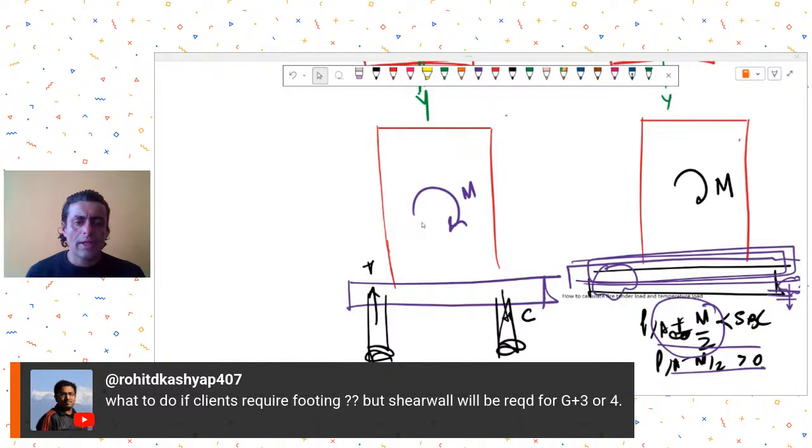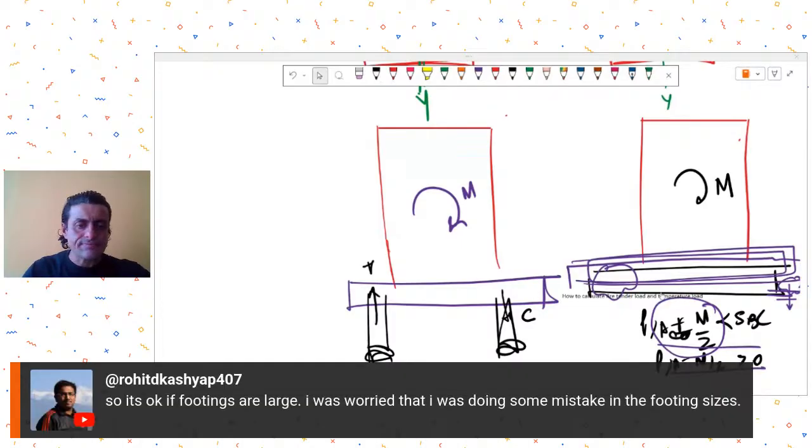So clients don't require footings or pile caps. Clients require their structure. All right. And because you are in seismic zone 5, naturally your lateral loads will also be substantial. So even for a G plus 3, 4 building, you will get substantial lateral loads. So it's okay if footings are large. I was worried that I was making some mistake in the footing sizes.